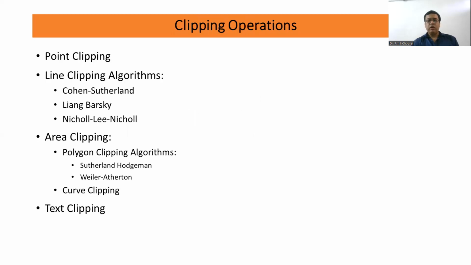Now we are going to discuss the different types of clipping. Point clipping, line clipping. Line clipping may have different algorithms like Cohen-Sutherland, Liang-Barsky, Nicholl-Lee-Nicholl. In case of area clipping, we can use Sutherland-Hodgman or Weiler-Atherton. Another case is curve clipping and text clipping.